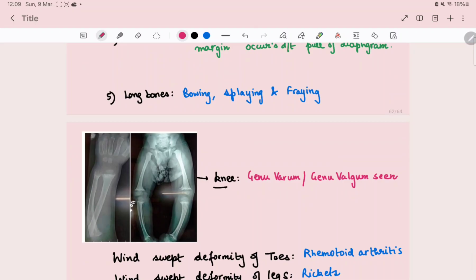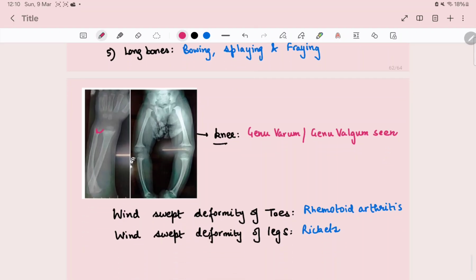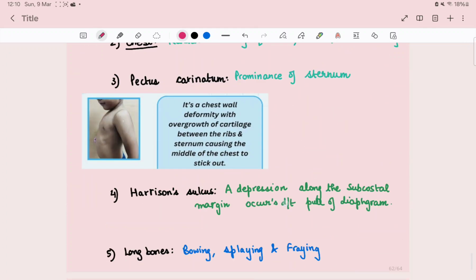In long bones, you can see bowing, splaying, and fraying. These two images have been repeatedly asked in your exams. So you can see cupping. You can also see splaying. What is splaying? Splaying means widening of the bones, and fraying. In the knee you can see genu varum and valgum, both can be seen. What is windswept deformity of toes and windswept deformity of legs? In legs you can see it in rickets, and in toes you see it in rheumatoid arthritis. In teeth you will see some enamel defect in rickets also. So this is about rickets.